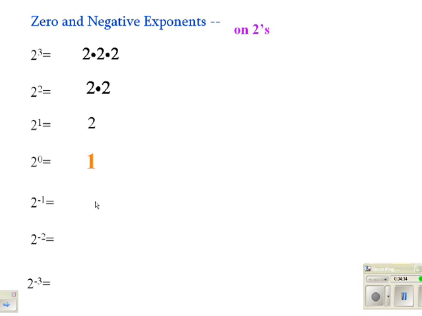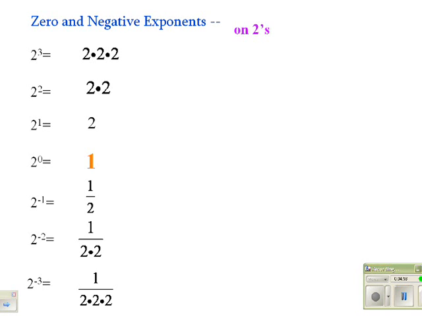Then 2 to the negative 1. The 2 goes into the denominator, and it now has a positive exponent of 1. Similarly, 2 squared with a negative 2 goes into the denominator as a positive. And finally, 2 to the third with a negative goes in the denominator as well, becomes positive.